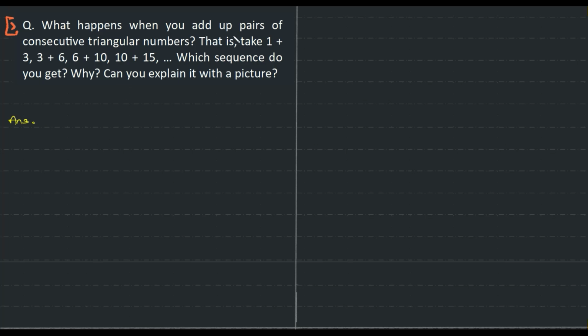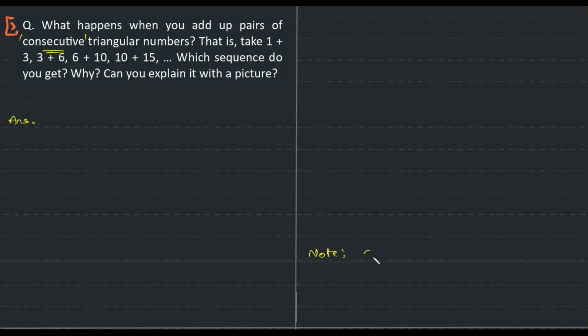What happens when you add up pairs of consecutive triangular numbers? We'll understand the word consecutive. Which sequence do you get? Why? Can you explain? Okay, first thing is, what are consecutive numbers?